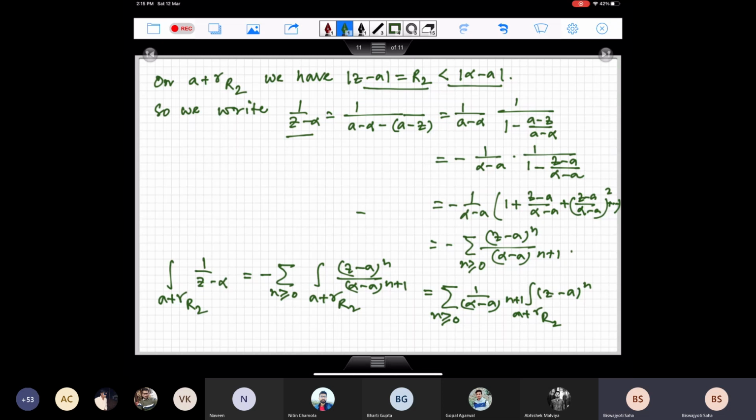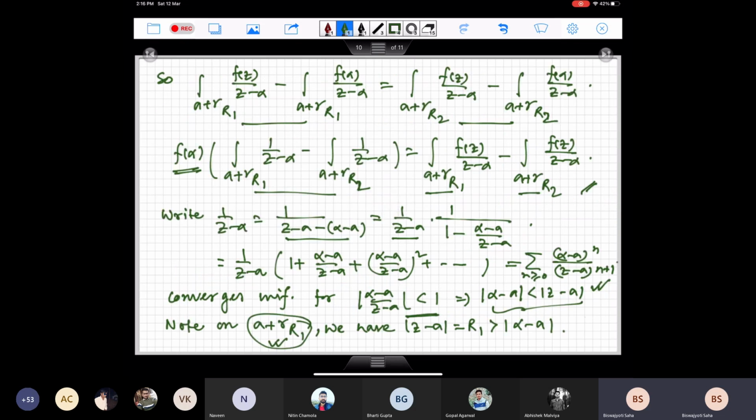The integral over a plus gamma r2 of z minus a to the power n is 0, because this is the same integral for n greater than or equal to 1, and n greater than or equal to 0 even, right? So this is the same integral as the integral over gamma r2 of z to the power n, doesn't matter. You can also substitute the formula and you will see that this integral is 0. So therefore this quantity is 0.